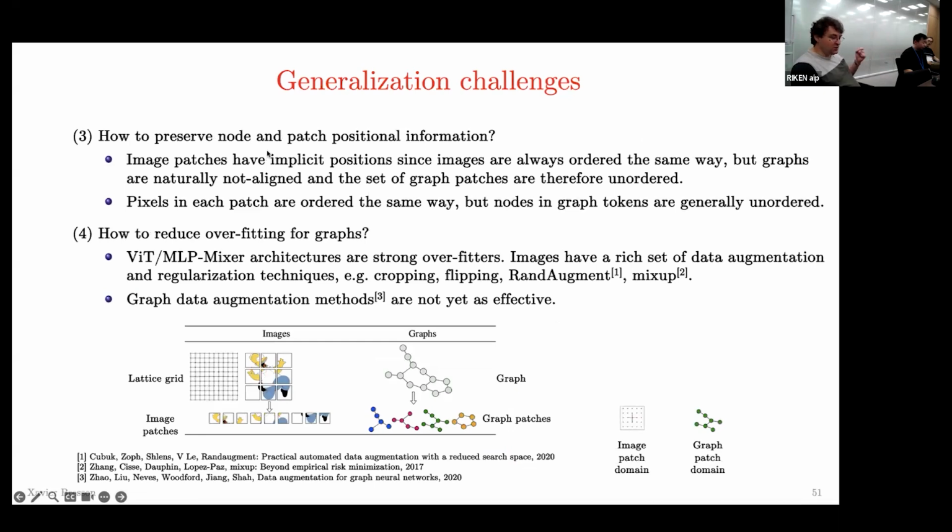The next thing is the positional information. So for an image, again, everything is implicitly ordered, right? So this is the top left. This is the top right, and so on. This is not the case for a graph. We don't know where is the middle, where is up, where is down. So this is something we need to take care of.